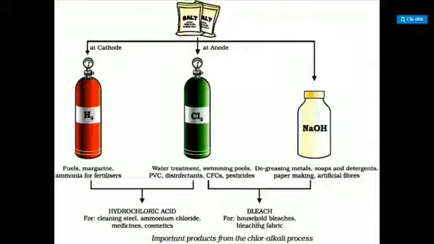The process diagrammatically shows like this. Hydrogen and chlorine, in the form of gases, are used for different purposes. NaOH, which is obtained, is used for degreasing metals, soaps, detergents, paper making, artificial fiber.